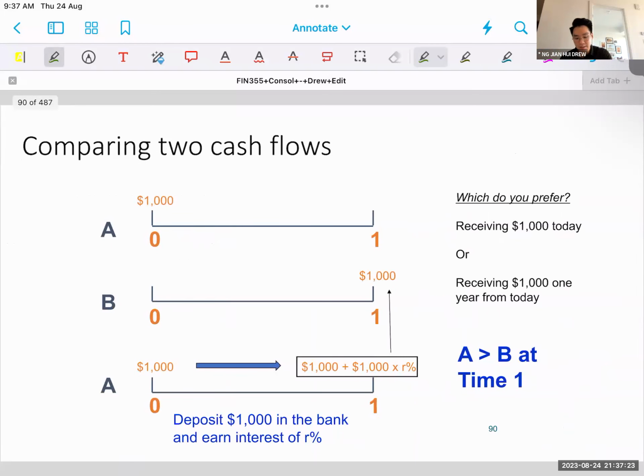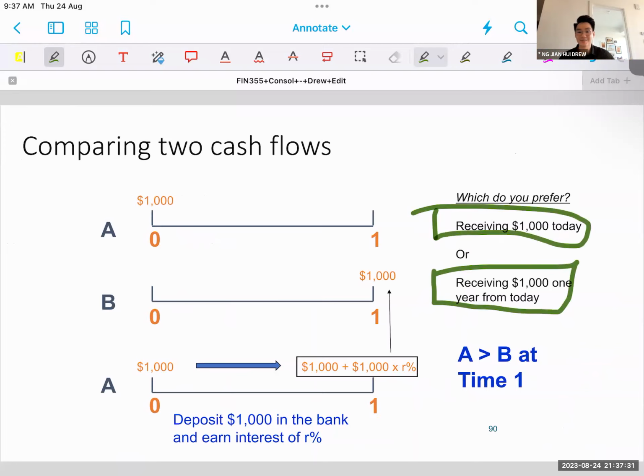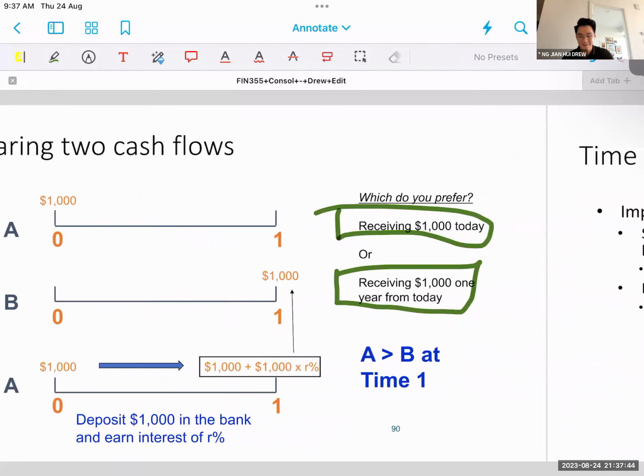So you should be able to understand this. Receiving, should you prefer to receive 1,000 today or 1,000 one year from now? Anyone? Which one do you prefer? Today, yes, correct. You want today. Because you can invest the money. Yeah, perfect.